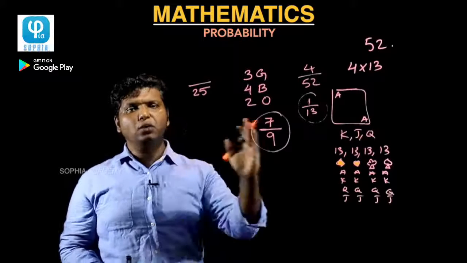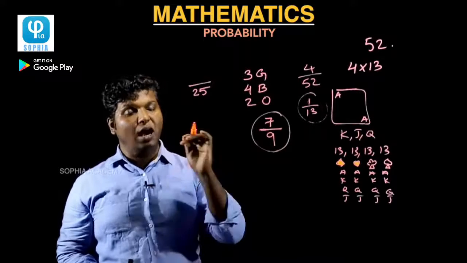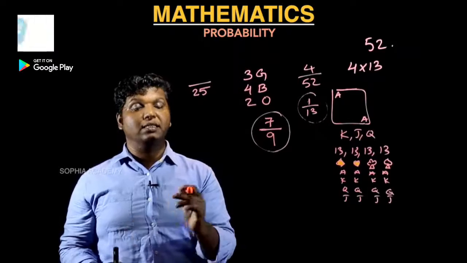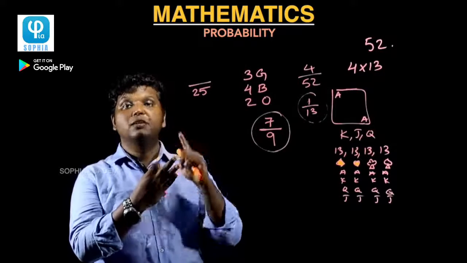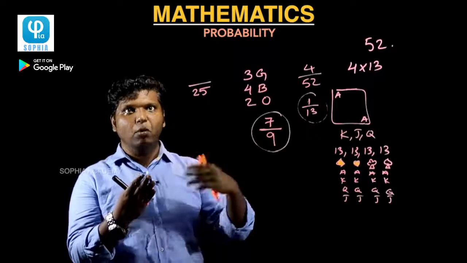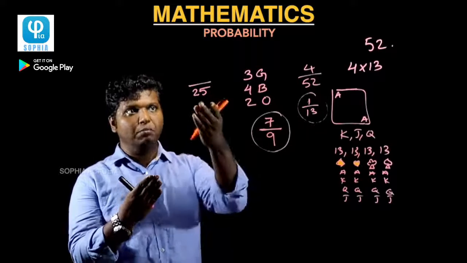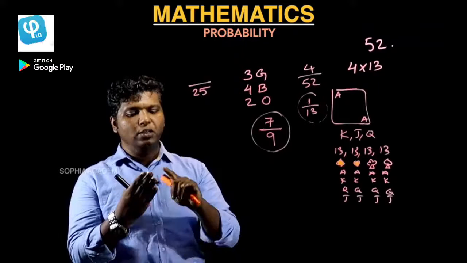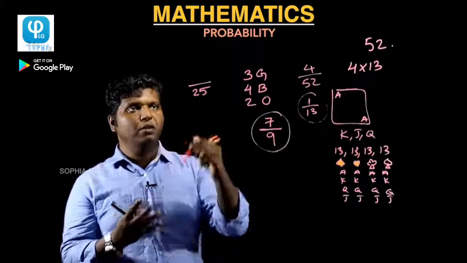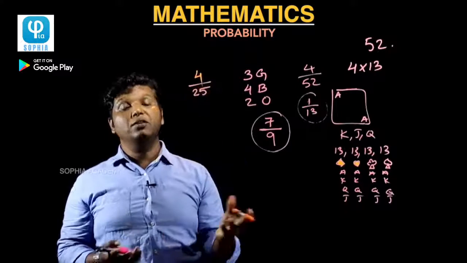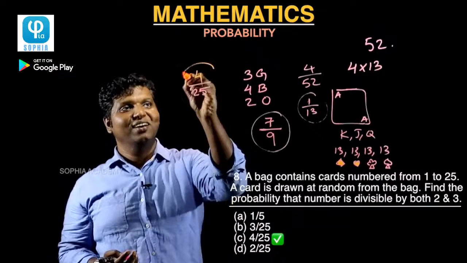So tell me, from 1 to 25, how many numbers are divisible by 6? Just count on. 6, 12, 18, 24. The table of 6, right? More than 24 we can't go. The next one was 30, but there are only 25. So 6, 12, 18, 24. How many? 4 of them. So 4 by 25. That's your answer.